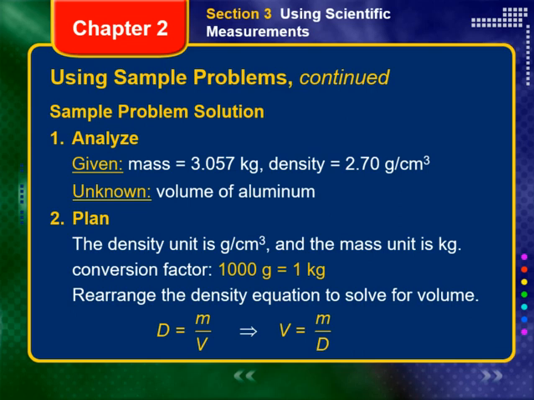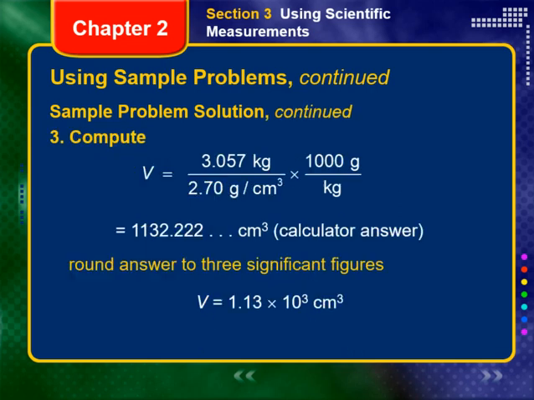Plan. The density unit in the problem is grams per cubic centimeter, and the mass given in the problem is expressed in kilograms. Therefore, in addition to using the density equation, you will need a conversion factor representing the relationship between grams and kilograms, which is 1,000 grams is equal to 1 kilogram. Also, rearrange the density equation to solve for volume. Compute. The answer should be rounded to 3 significant figures.